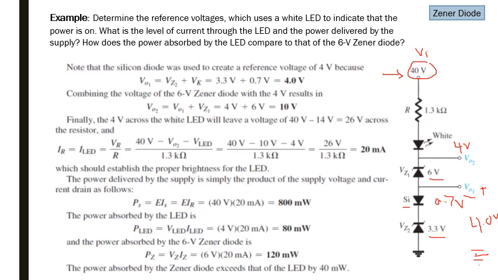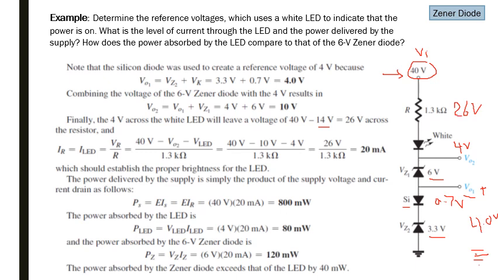So if we note that 4 volt gets dropped against this white LED and 10 volt from this point to this point, so a total of 14 volt is getting dropped from this point to ground, that is from white LED to ground. The remaining voltage will appear against this resistor R, that is 26 volt will appear against this resistor R.